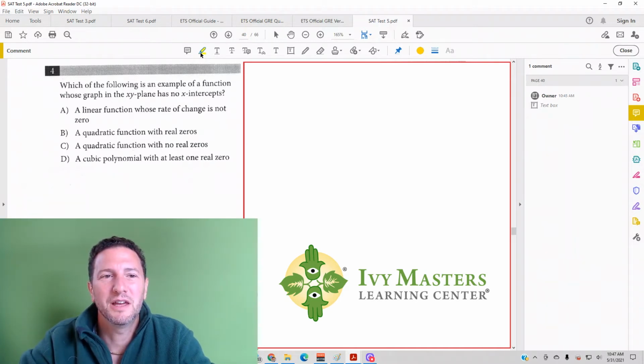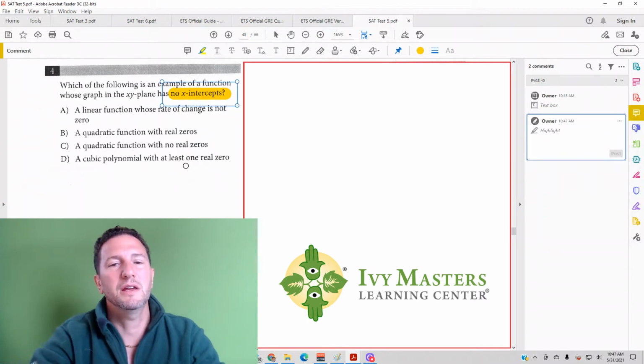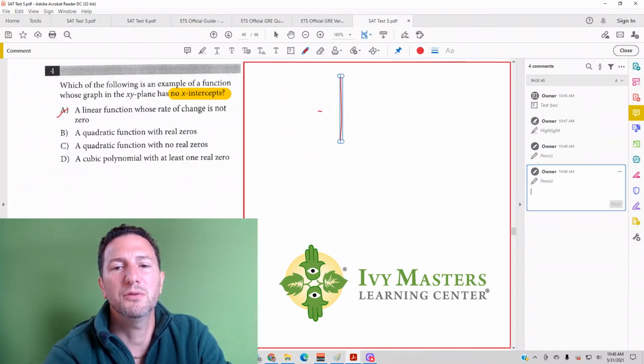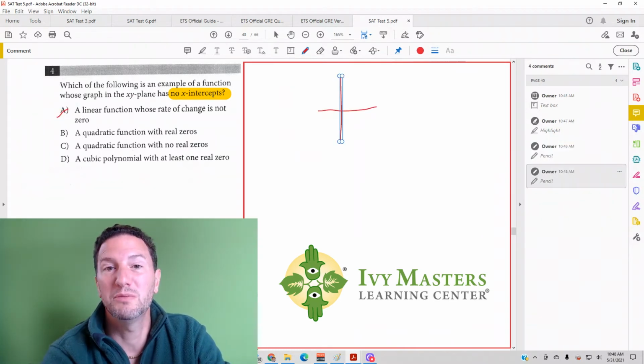Today we're going to look at an example of that, and we're looking at Test 5, Section 3, Number 4, which reads, which of the following is an example of a function whose graph in the xy plane has no x-intercepts? So if we look at answer choice A, we've got a linear function whose rate of change is not 0. Well, if your linear function means it's a line.